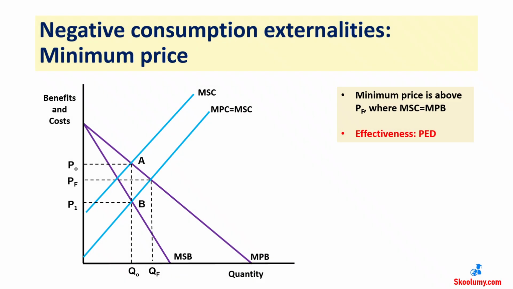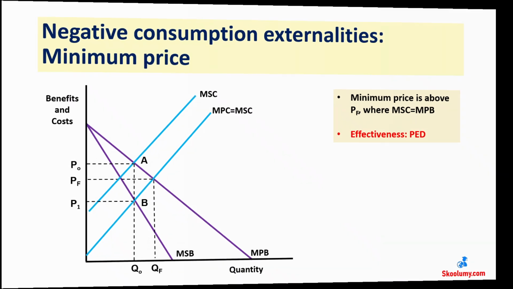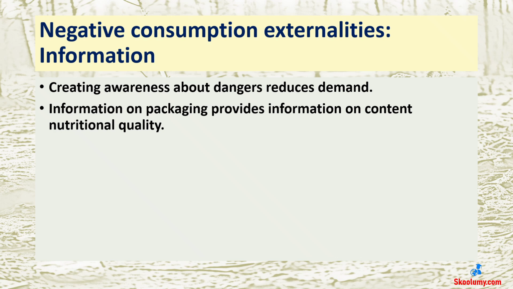Negative consumption externalities, minimum price. Minimum price is above PF, where MSC is equal to MPB. The price elasticity of demand determines its effectiveness. Creating awareness about the dangers of goods with negative consumption externality reduces demand. For example, information on packaging provides information on nutritional quality of the product. Combining information provision with taxes can be more effective.